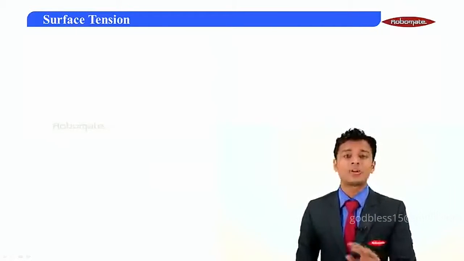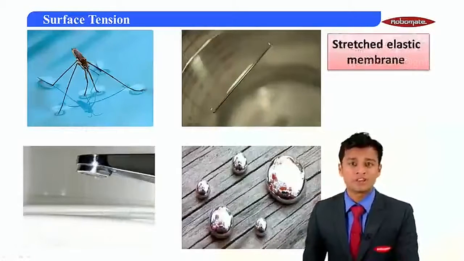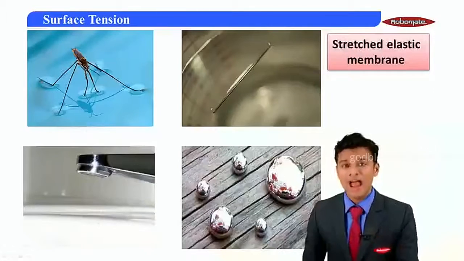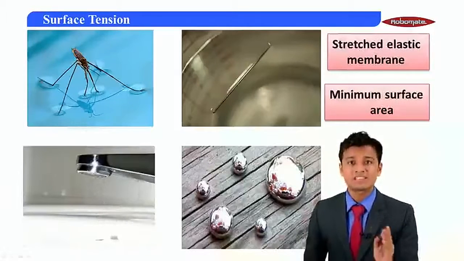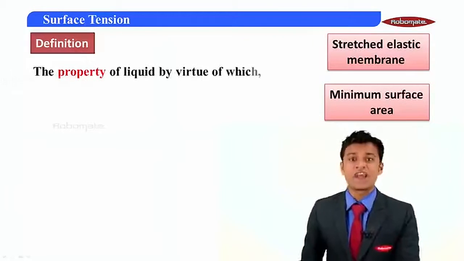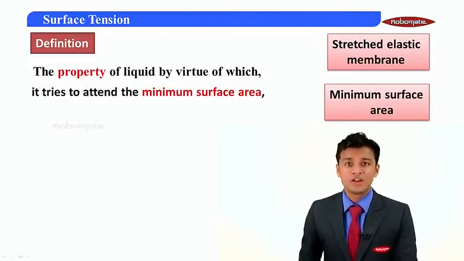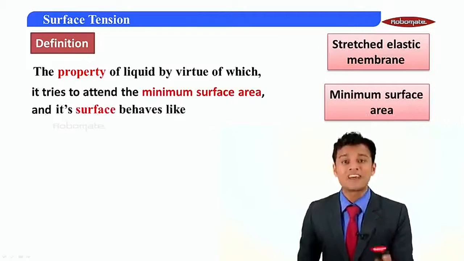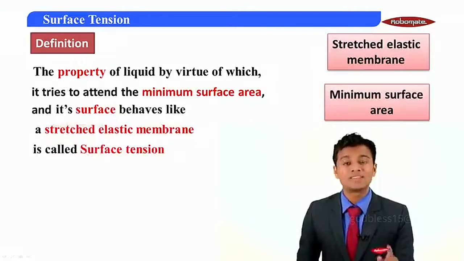Now let us try to conclude all the four diagrams. From the first two diagrams, we have a clear picture that the liquid acts as a stretched elastic membrane, and from the last two diagrams, we can say that it is always trying to attain the least surface area. So class, if we were to write the definition of surface tension, I can say that the property of liquid by virtue of which it always tries to attain minimum surface area, and its surface behaves like a stretched elastic membrane, is called surface tension.